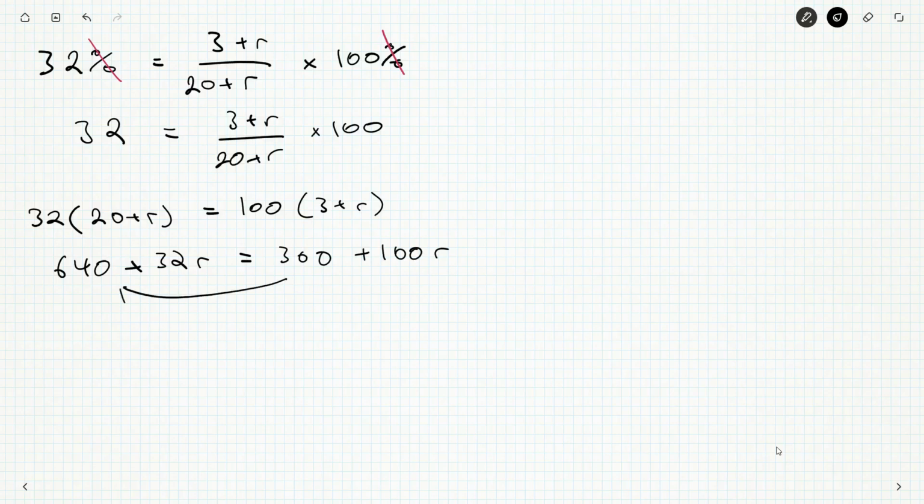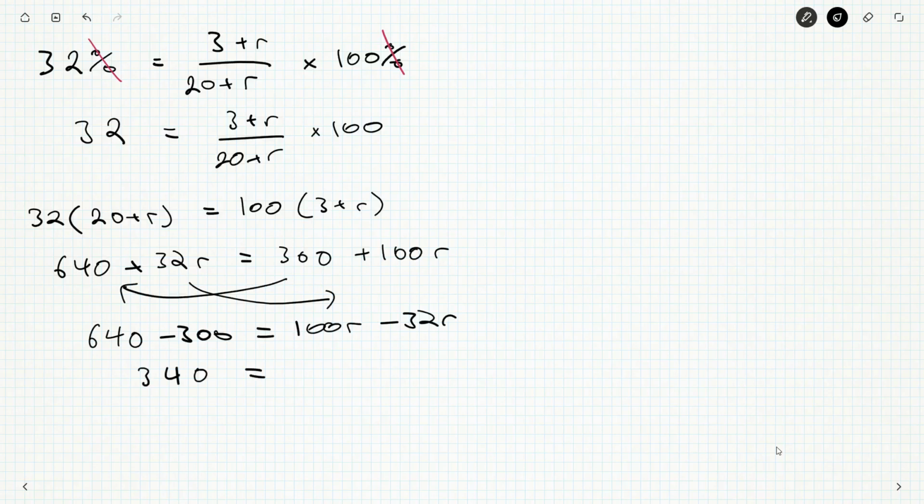Bring the 300 over to the other side. Bring the 32R over to this side. So 640 minus 300 is the same as 100R minus 32R. So that'll be 340 is, and then what's 100 minus 32? It'll be 68. We'll have 68R. Now, can we divide these? Well, I know both sides are multiples of 17, for example. I'm trying to avoid calculators. I believe calculators are allowed, however. But I like to challenge myself.